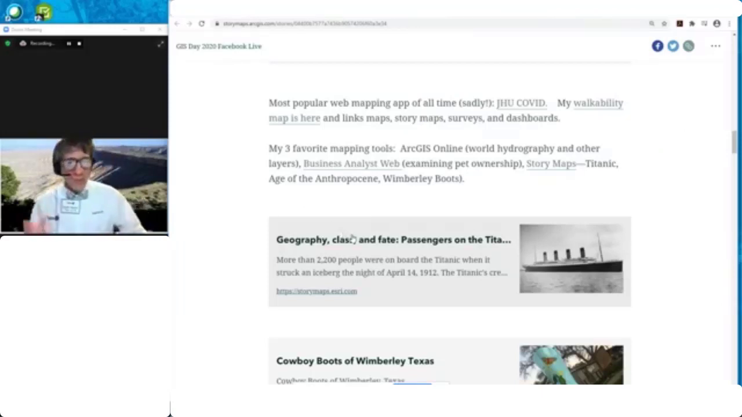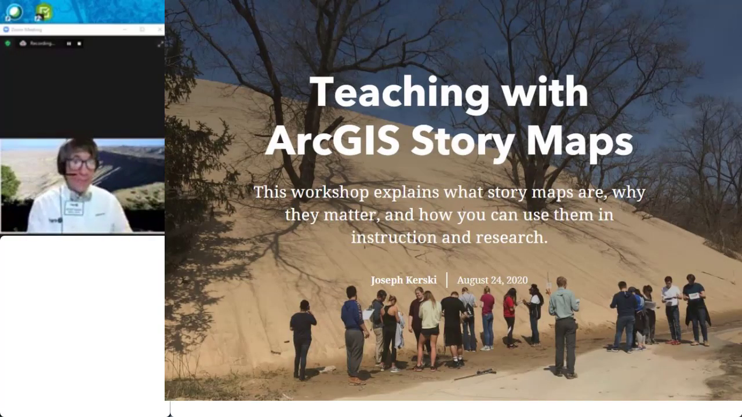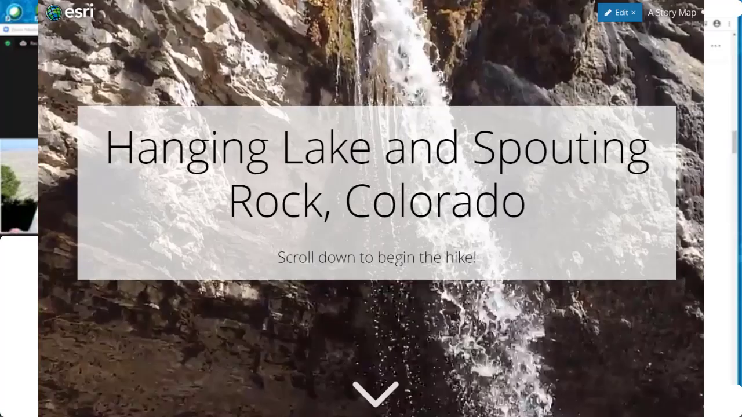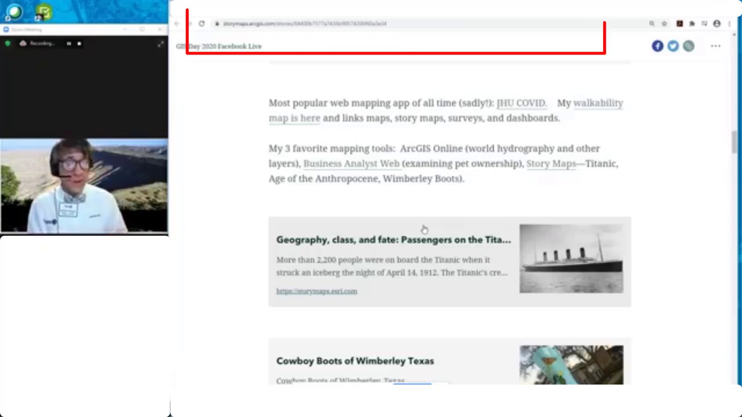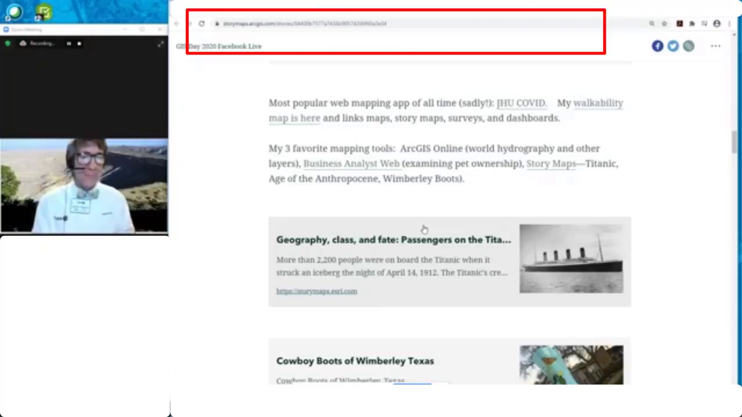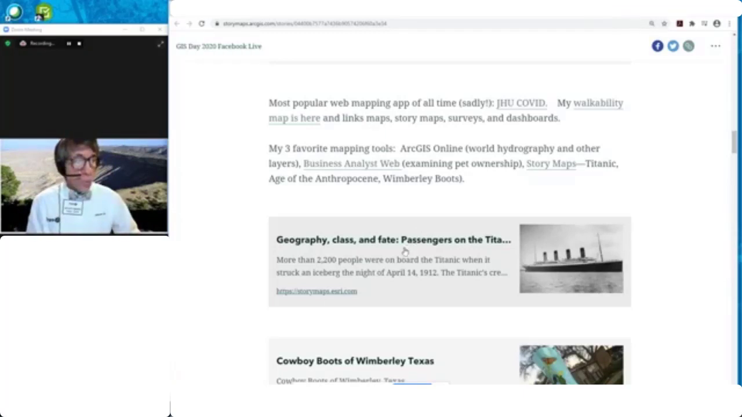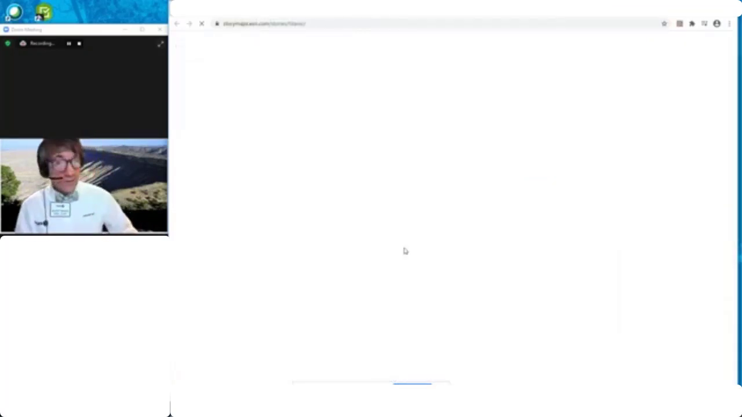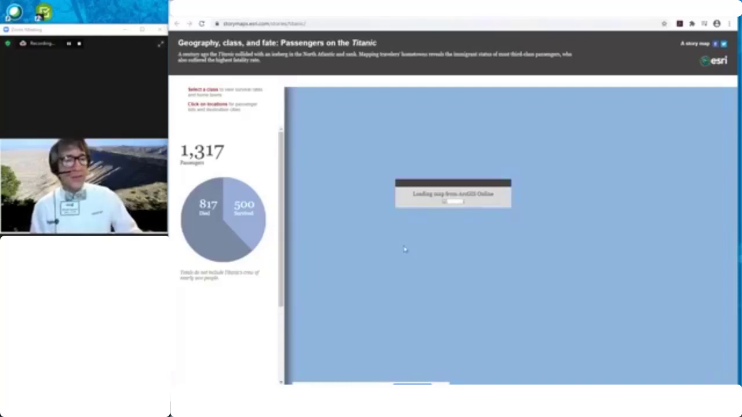Also story maps. This whole presentation that I'm giving right now is a story map, as you probably noticed in the URL at the top, storymaps.arcgis.com. It's an effective way of communicating. One of my favorite story maps is this one. It's a grim topic, but it's the passengers on the Titanic.